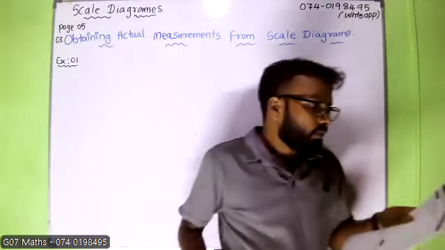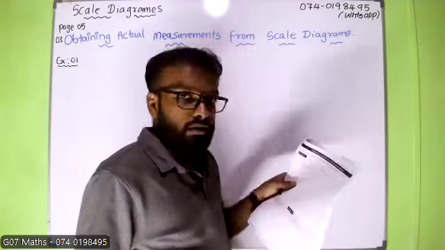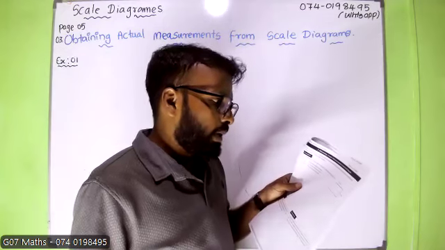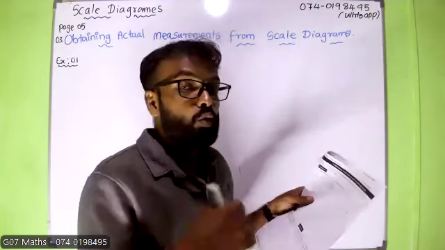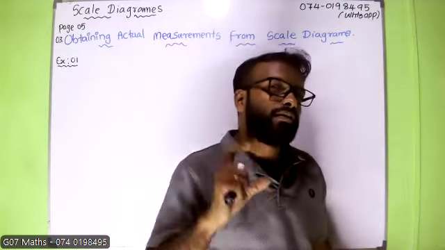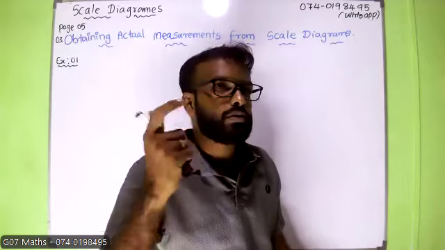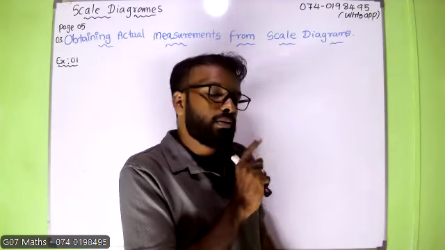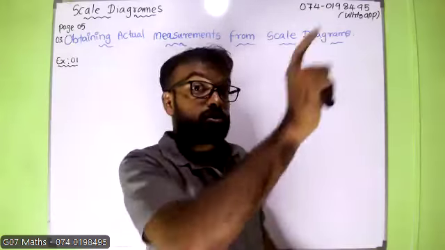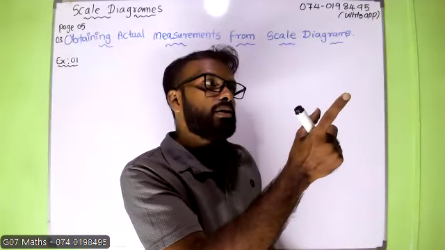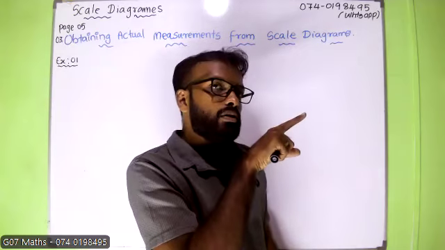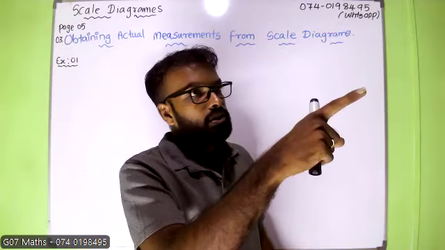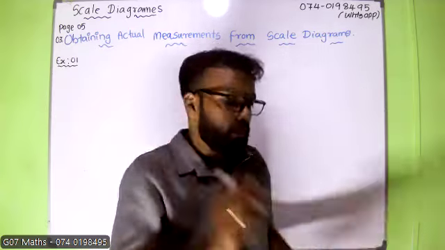I will read the question. Example number 1. A scale diagram of a floor plan, to the scale 1 to 600. They have given a scale or ratio 1 to 600. What is the meaning of that? By using 1 centimeter, they have represented 600 centimeters. 600 centimeters means 6 meters. So by using 1 centimeter, they have represented 6 meters. Keep that in your mind.